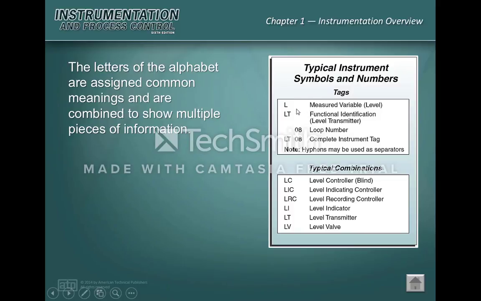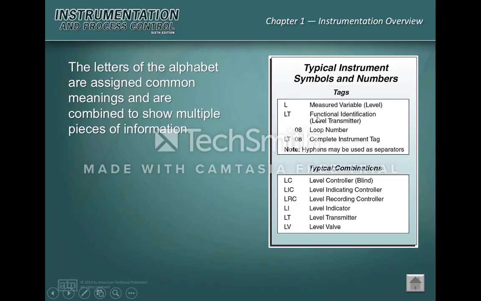So the first thing is we're going to look at that first level, and that's our measured variable. Okay, so it will tell us we're going to measure level or pressure or temperature or flow, something like that, and each letter just stands for what we're measuring.